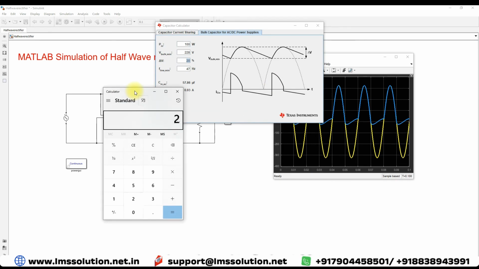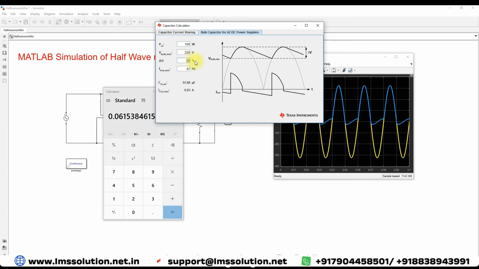So here you need to find 20 divided by 325, because for a sinusoidal input voltage the peak amplitude is 325. That's why I am going to divide by 325. Then you have to multiply it by 100, so you will get around 6.15 percent.